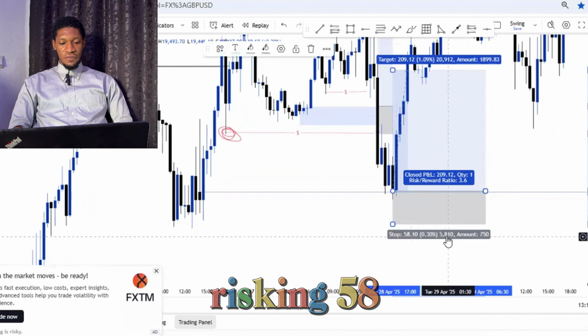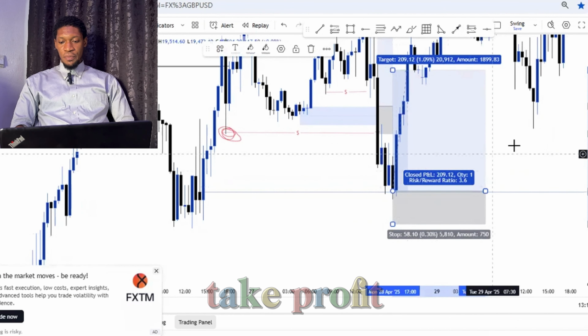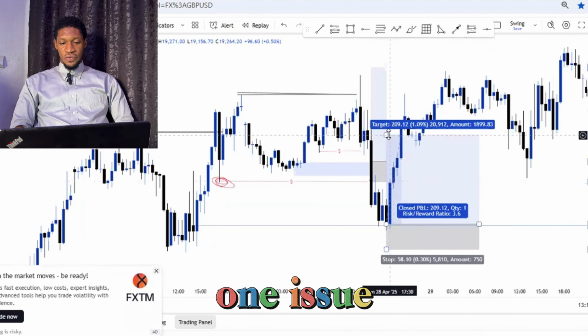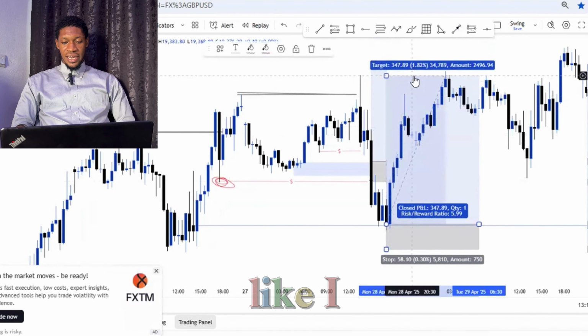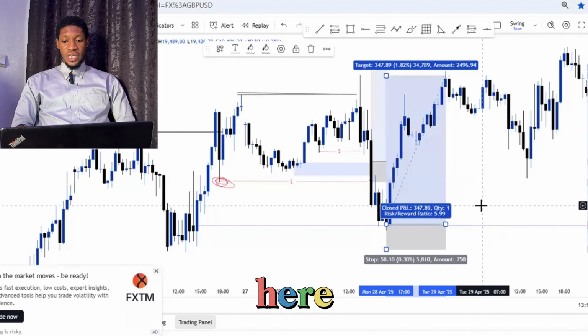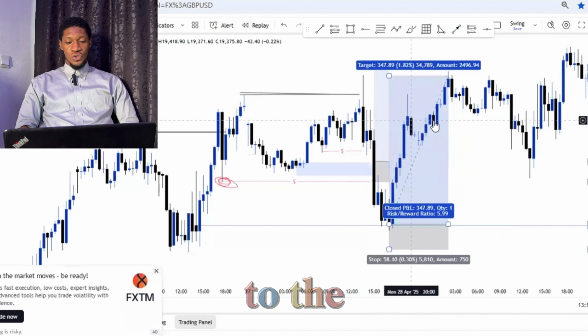Okay, so we're risking 58 pips and our take profit always is 1:5, guys. 1:5, and we use pending order. Like I said, if you want to trade with us, always use pending order. Okay, so we have pending order around here and we add 1:5 to the upside.